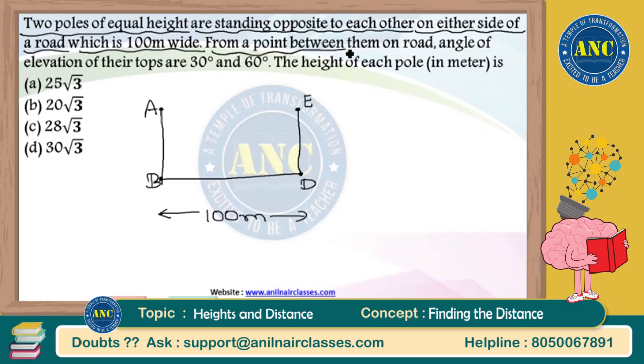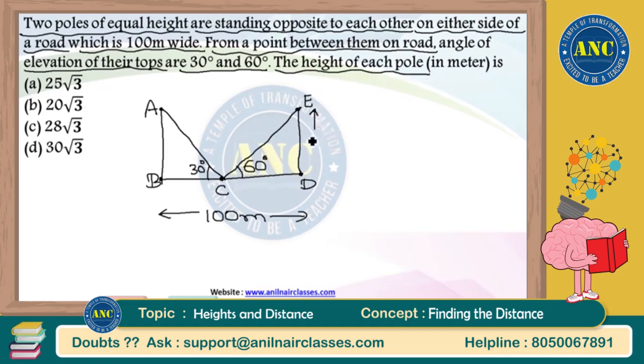From a point between them on the road, that is point C, the angles of elevation of their tops are 30 degrees and 60 degrees. First top is A, angle of elevation is 30. Second top is E, angle of elevation is 60 degrees. Find the height of each pole. I don't know the height of each pole. From my method 1, I will call it X.